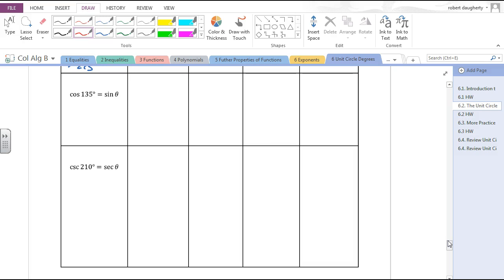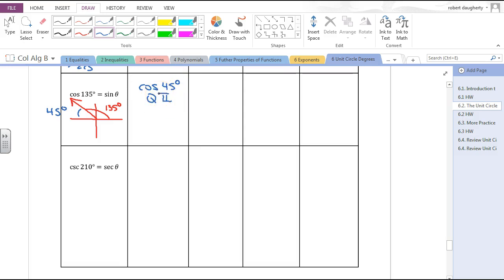Okay, couple more and we're done. Cosine of 135 equals the sine of theta. What's the first thing I have to figure out? What's the cosine of 135? In order to do that, I need to draw the angle and figure out where that angle is. Where's the angle 135? Yeah. Second quadrant. But what's the central angle that you see there? It's a 45-degree angle. So I need to figure out what is the cosine of 45 degrees in quadrant 2.